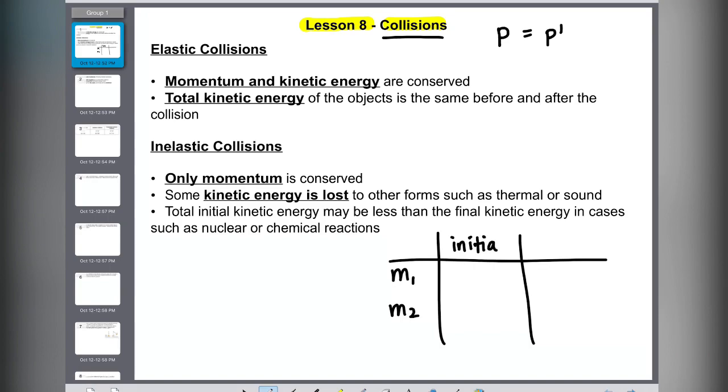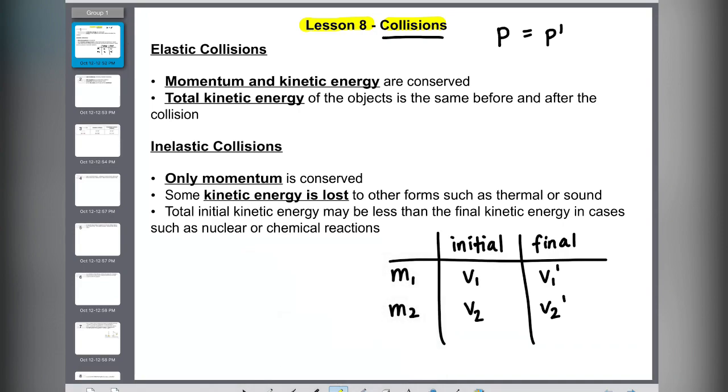The variables we would use: for initial, object 1 will have a speed of v1, object 2 will have a speed of v2. After the collision, for the final, we would use the final velocity for object 1 to be v1 with a little dash at the top. We call it v1 prime, and for object 2 after the collision, whatever direction or speed it's moving, v2 prime is what we're going to be using.